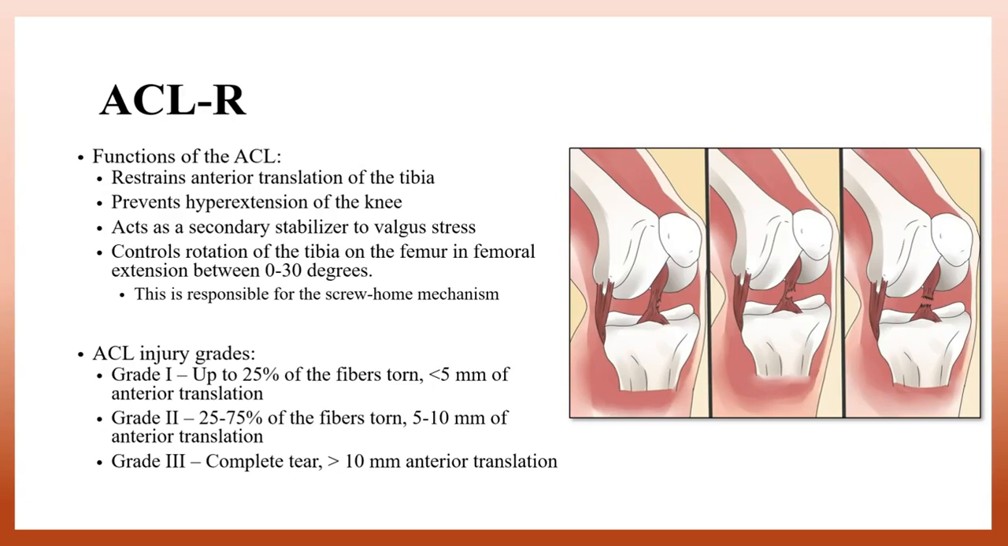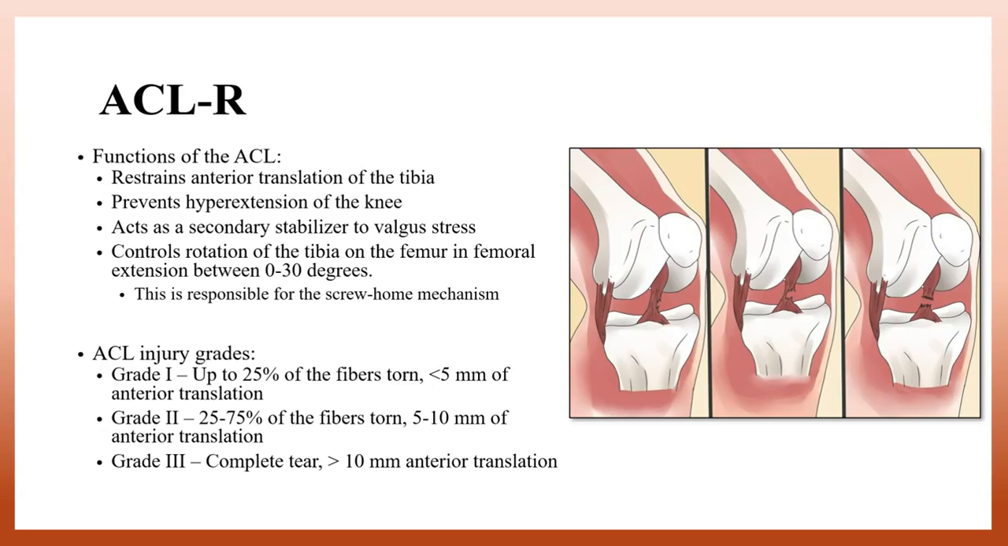The ACL also acts as a secondary stabilizer to valgus stress and hyperextension of the knee, and also controls rotation of the tibia on the femur in extension, between about 0 and 30 degrees. This is responsible for that screw home mechanism. Not only is the screw home mechanism due to the shape of the condyles, but we also think the ACL plays a function in this as well.